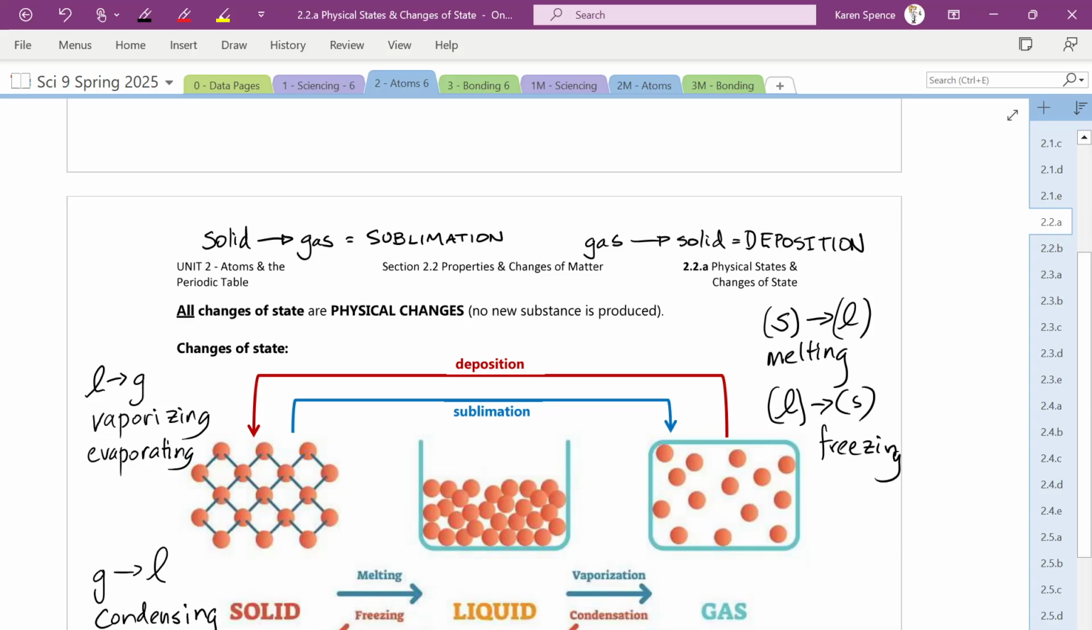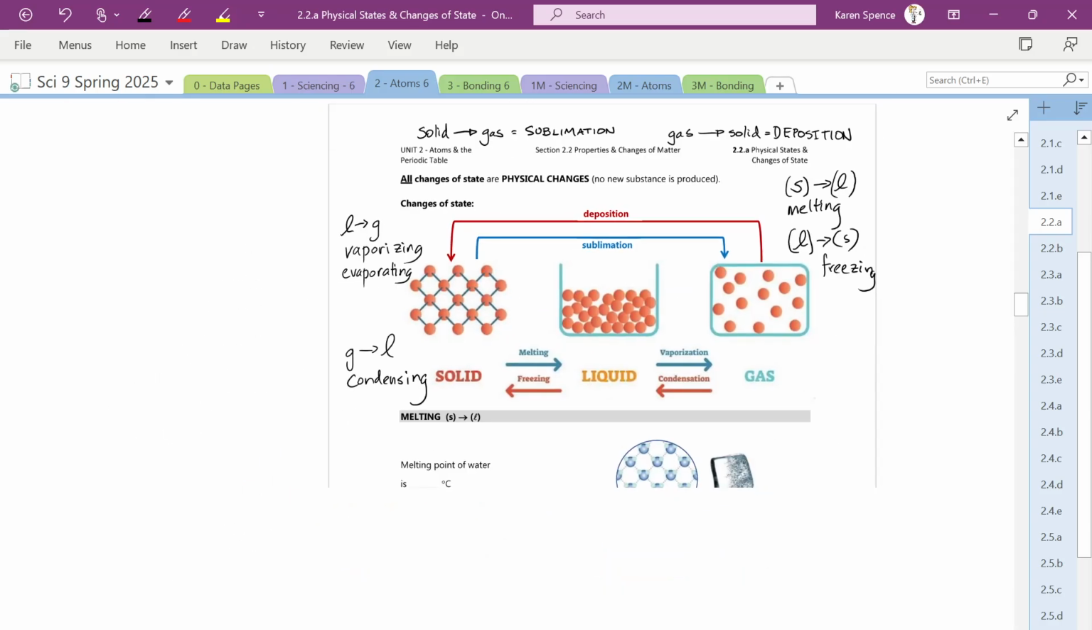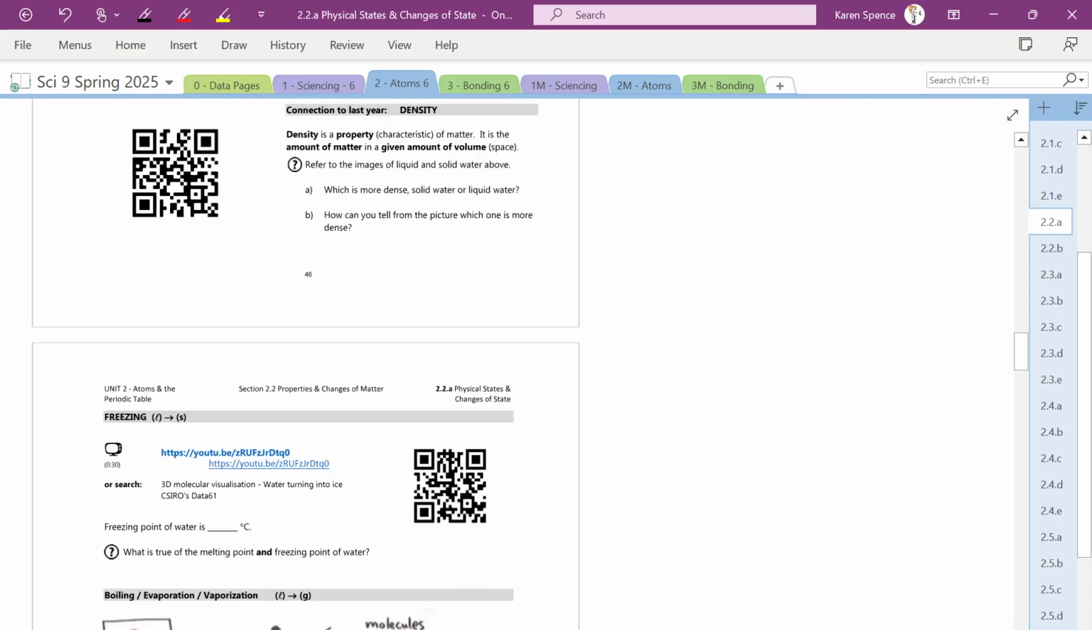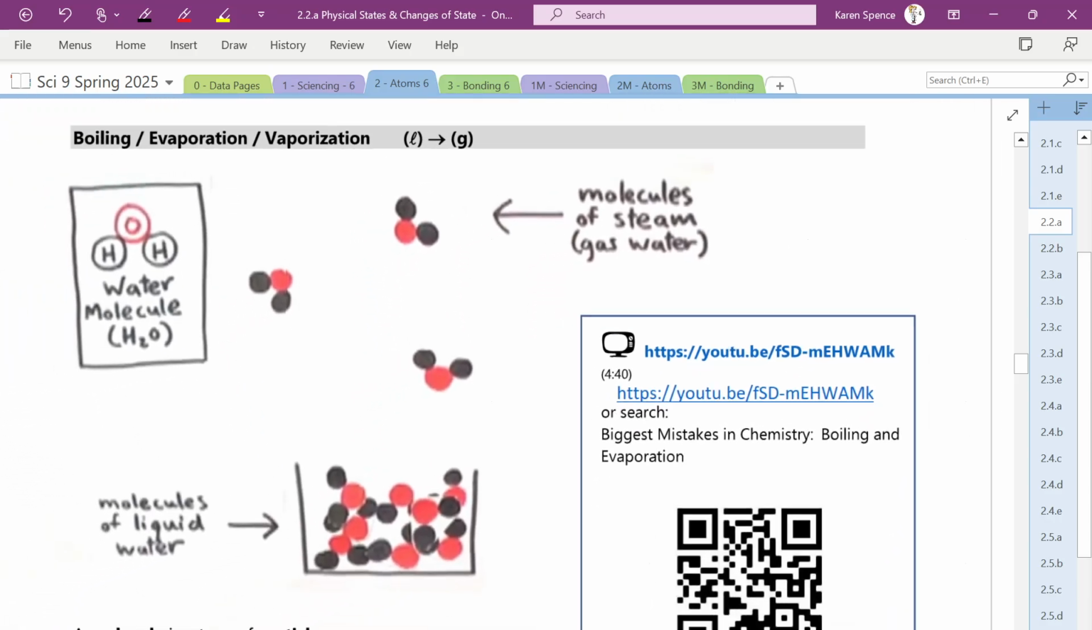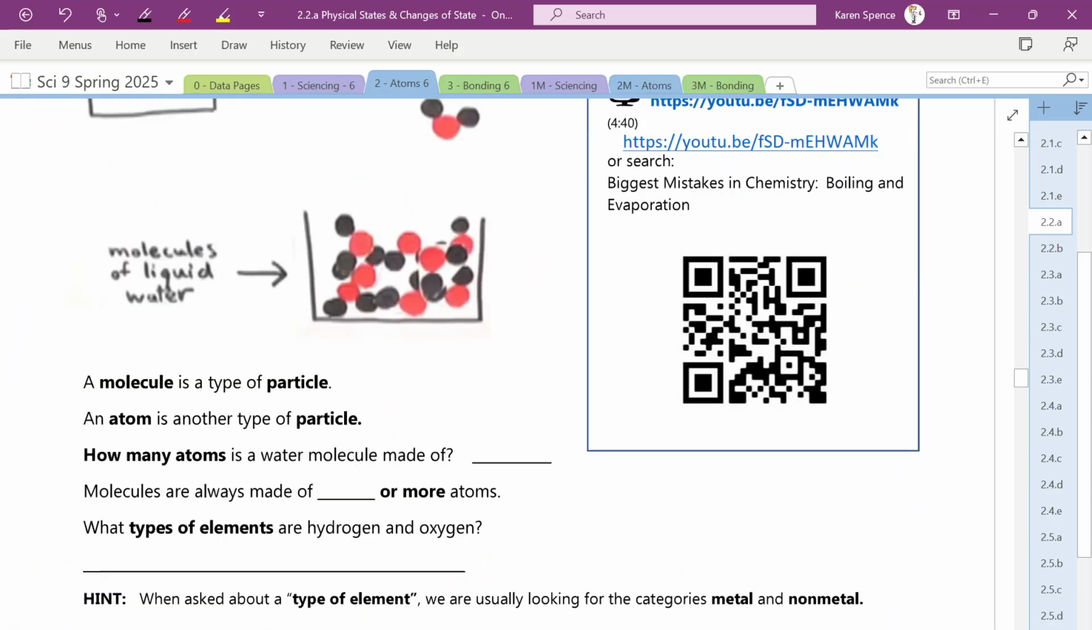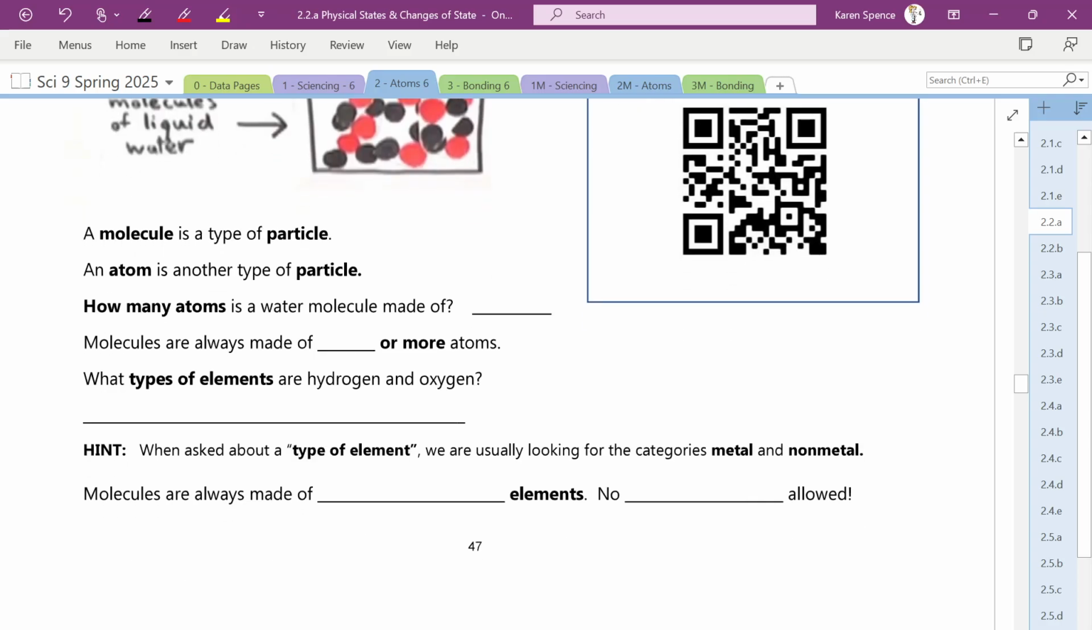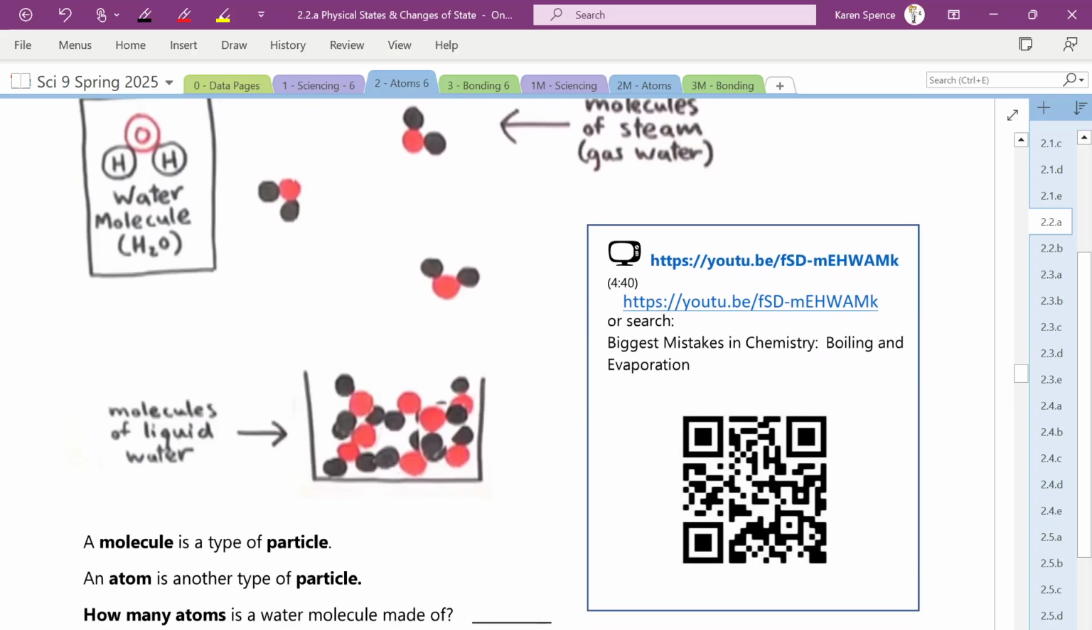And we're just going to take a quick jump over to page 47. So we're jumping ahead to page 47. And we're going to take a little look and see what happens when water boils.